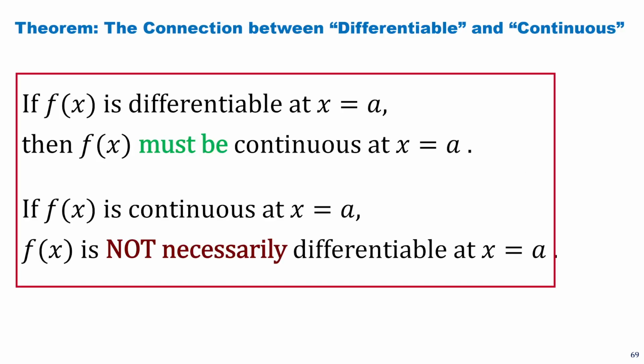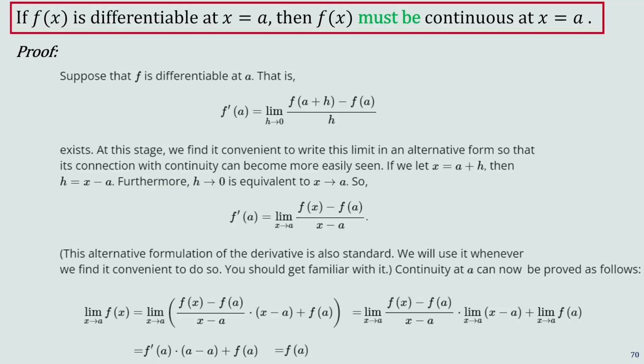And actually, we can easily prove the first statement as well. If a function is differentiable at a particular point, it must be continuous at that point. So for this course, you're not required to prove this, but I'll show you a simple proof. We can prove the first statement like this. If f(x) is differentiable at x equals a, then f(x) must be continuous at x equals a.